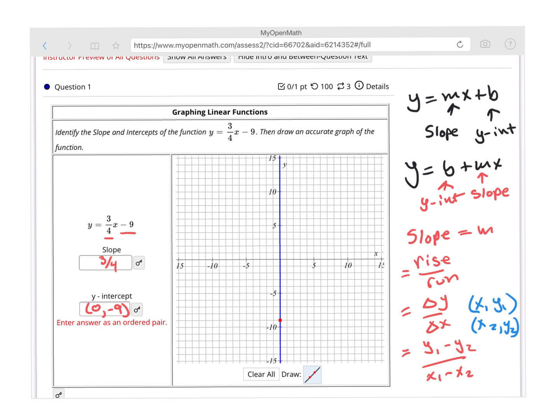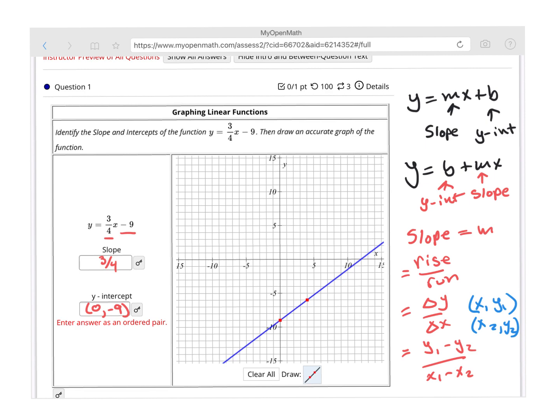Since my slope is 3/4, if I look at this in terms of rise over run, that means I have to rise 3 and run means to the right 4. So I'm going to go from this point up 3 points and over 4, and I'm going to put another point there. So now I have up 3 over 4, and that will be the graph of that line.